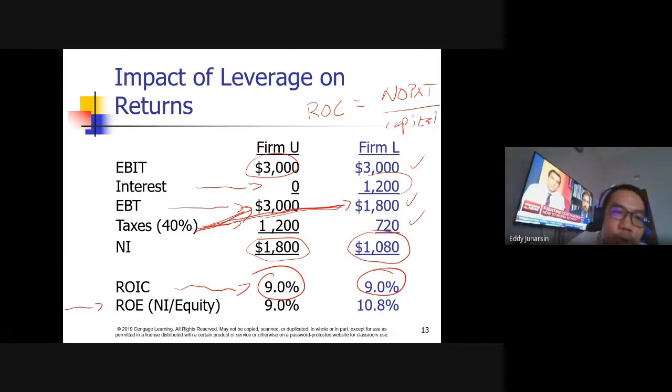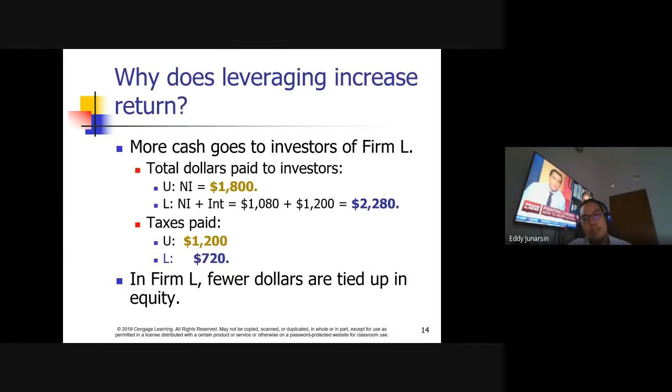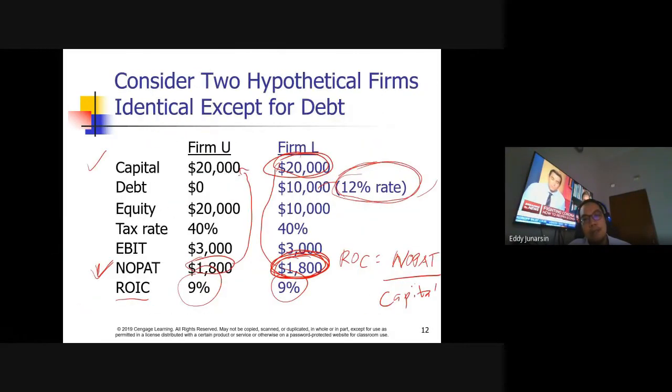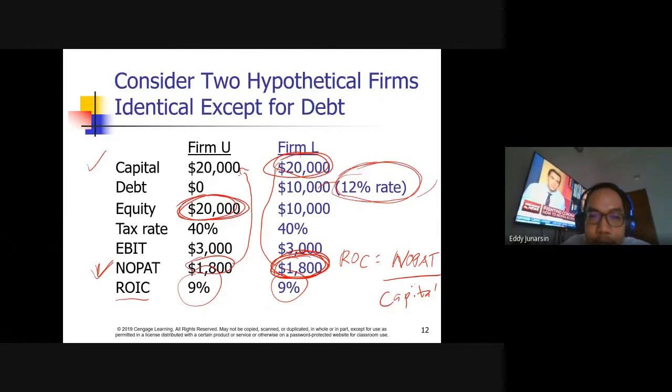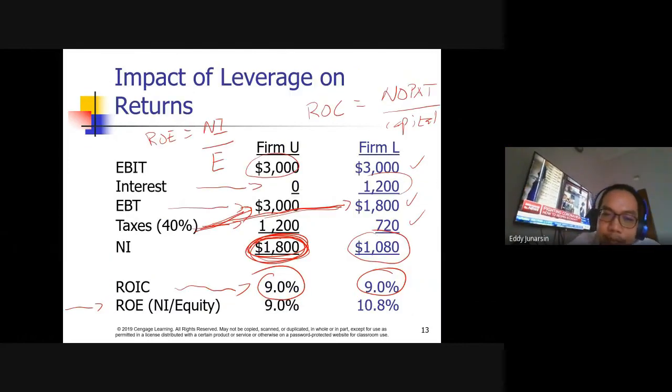What about the ROE, return on equity? So return on equity is net income divided by equity, right? See the name, return on equity. So net income to equity. For firm U, the net income is 1,800, divided by its equity. Its equity is 20,000, because firm U doesn't employ any debt. No debt financing there. So the whole capital, 20,000, is fully financed with equity. So 1,800 divided by 20,000 is 9%.